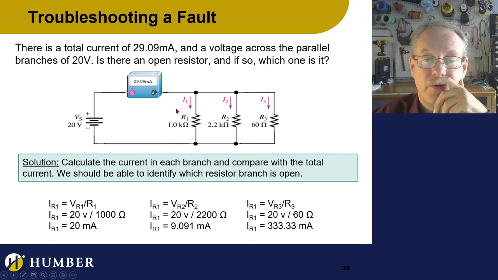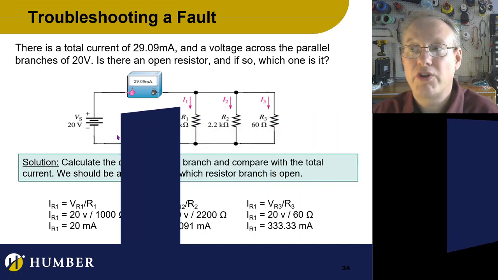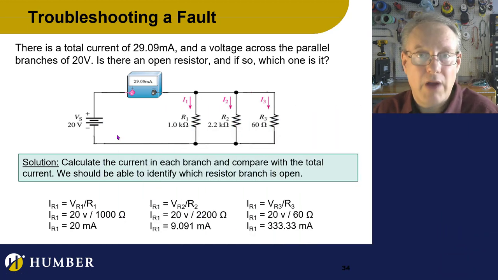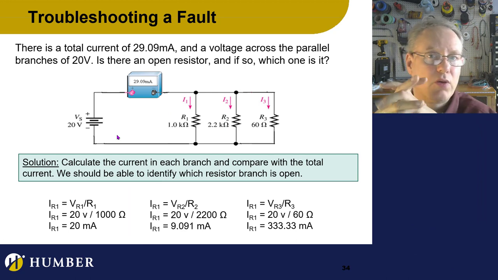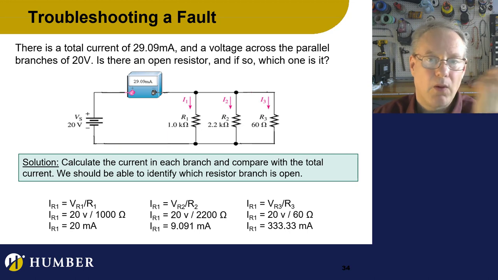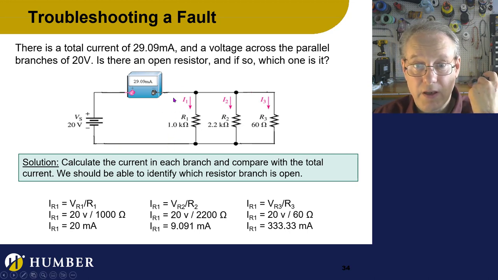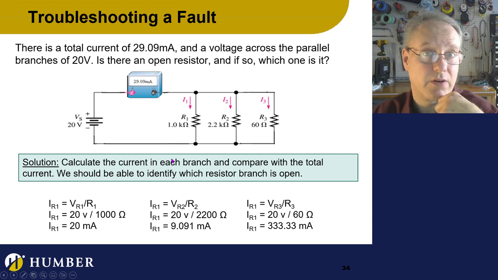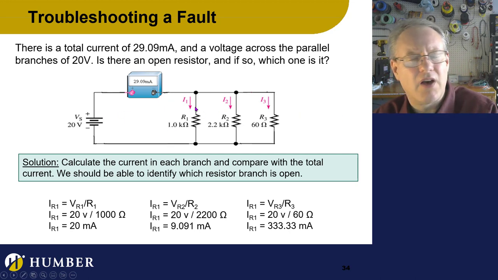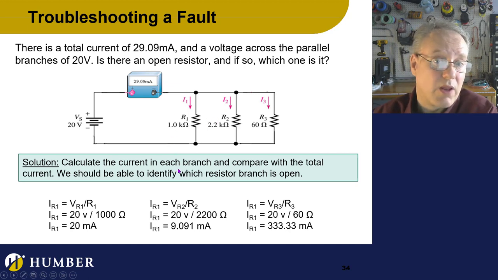If I were to short this, what would happen? The total resistance would be zero, and the current would be infinite, because the total resistance would be zero. Really? Yeah, why would the total resistance be zero? If I were to short this across here, that short would have a resistance of zero. And we know that the total resistance of any parallel circuit is going to be less than any one of the resistors. If one of the resistors has a resistance of zero, the total resistance is zero, and that means the current is infinite.